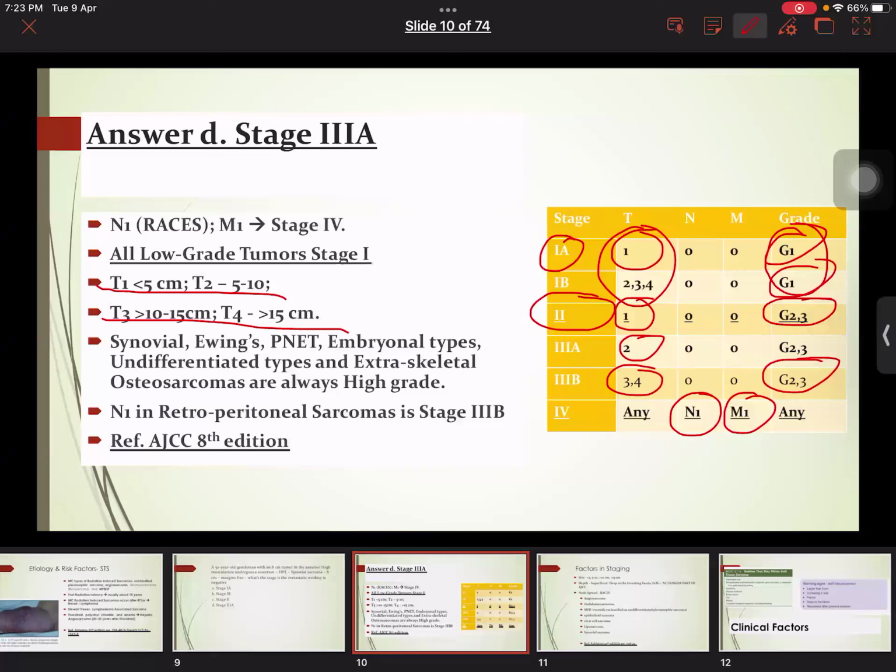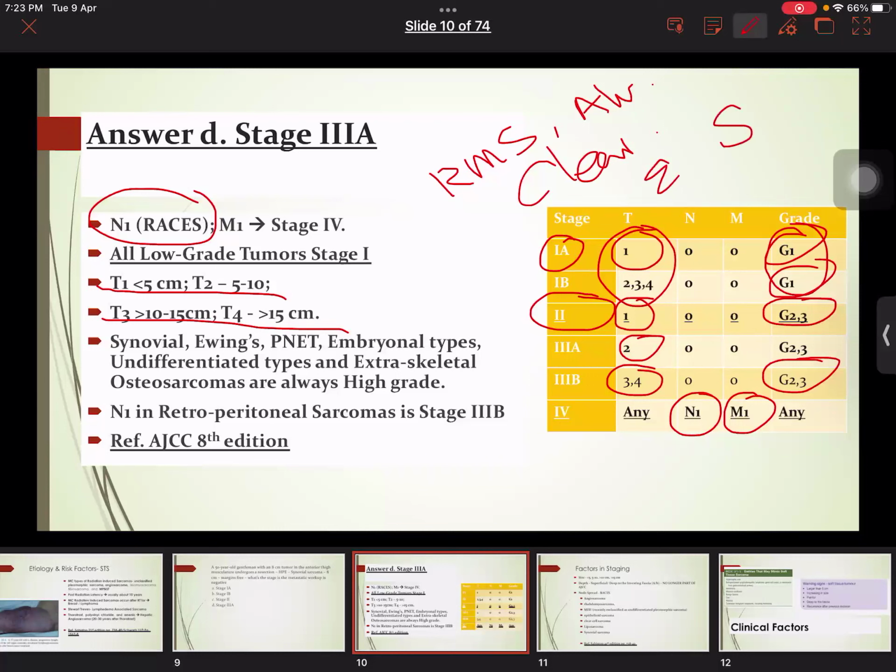So which are the sarcomas that are associated with node positive disease, N1 disease? We have the acronym called RACES. What are the things that will come in RACES? You will have the rhabdomyosarcoma, the alveolar sarcoma, then the clear cell sarcoma. E stands for embryonic sarcomas, and S stands for synovial sarcoma. So these are the sarcomas that will have a predilection for the lymph nodes.